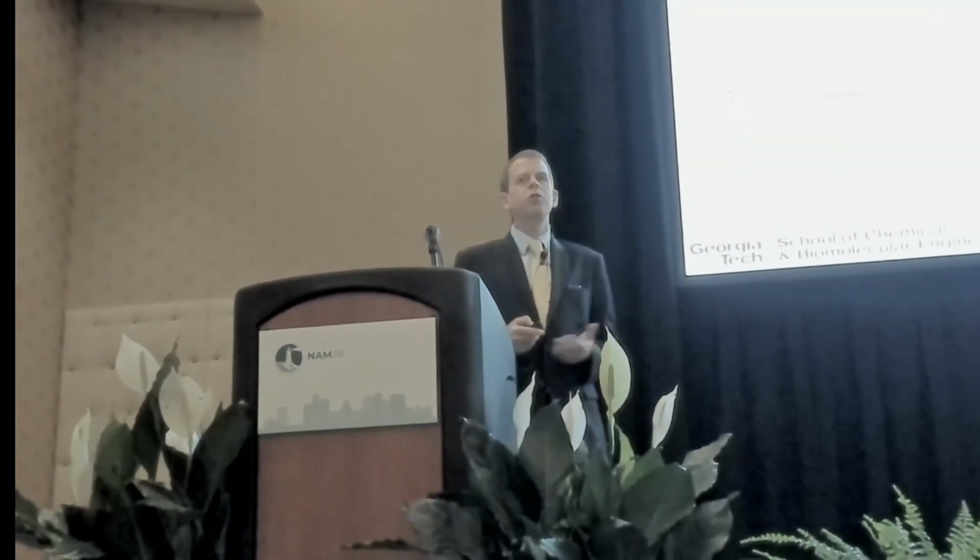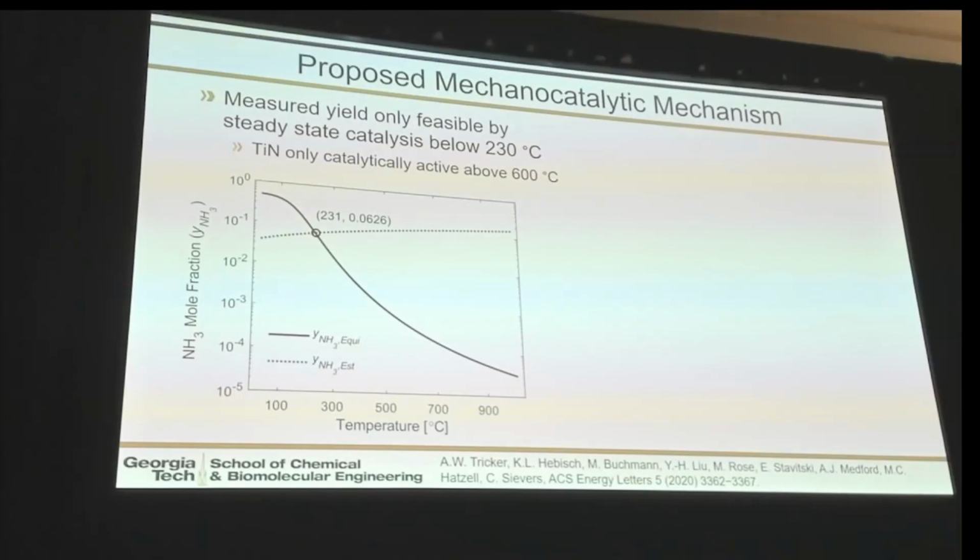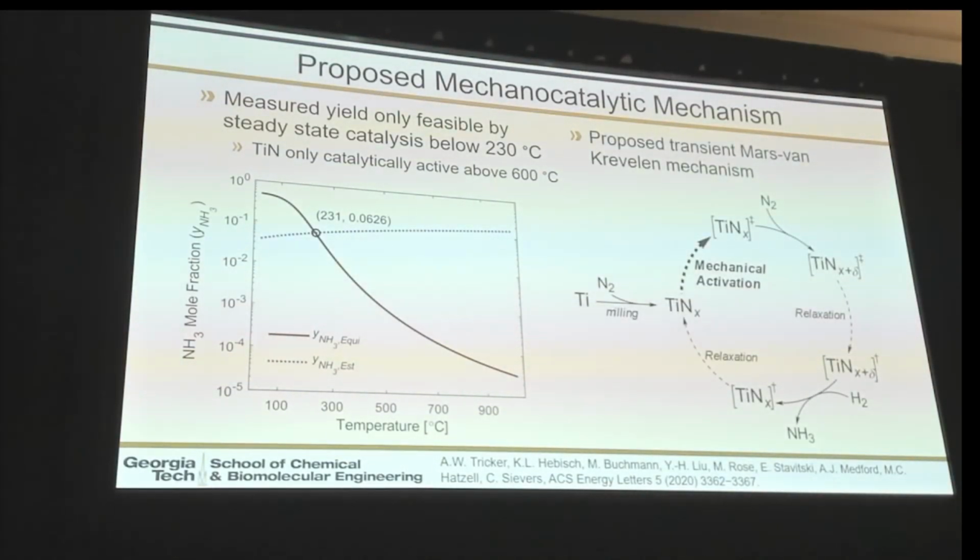Now, how can both of these be true at the same time? And this comes back to the transient nature of the active sites that we generate. So what happens in this process altogether is we have titanium metal that is gradually converted to the nitride during milling in a nitrogen atmosphere. And once this is formed enough, we make an active catalyst.